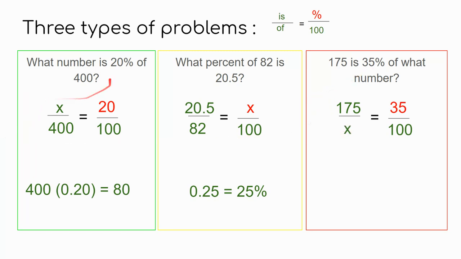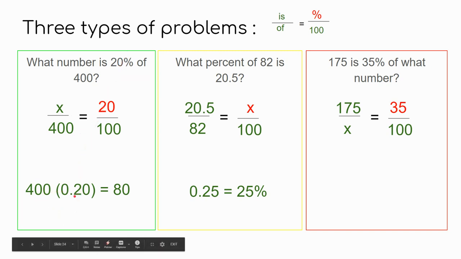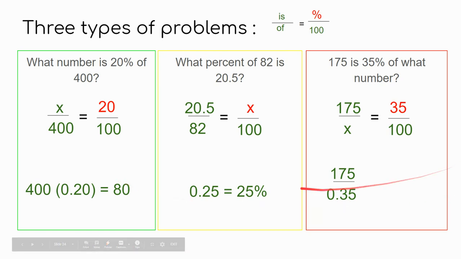Remember back here on the green problem, we multiplied 400 by 0.2. This time we're going to divide our number by the percent. Back here we multiplied to find a percent of something, and over here we divide to find it is a percent of what. So 175 out of 500. 175 is 35% of 500. Put these together, 175 over 500, and you're going to get 35%.